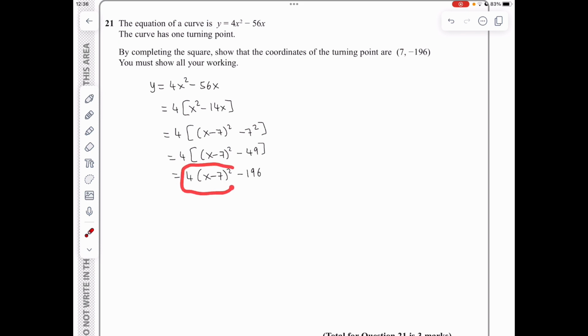So what we have achieved here is that we have written the expression for y as 4 times something squared minus 196. We know that anything squared has to be greater than or equal to 0. So overall, this will always be greater than or equal to minus 196. So the minimum point has a y-coordinate of minus 196, and this will be attained when x is 7, when this bracket drops dead. So when x is 7, we will have the turning point, and therefore we conclude that the turning point has coordinates 7, minus 196 as required.